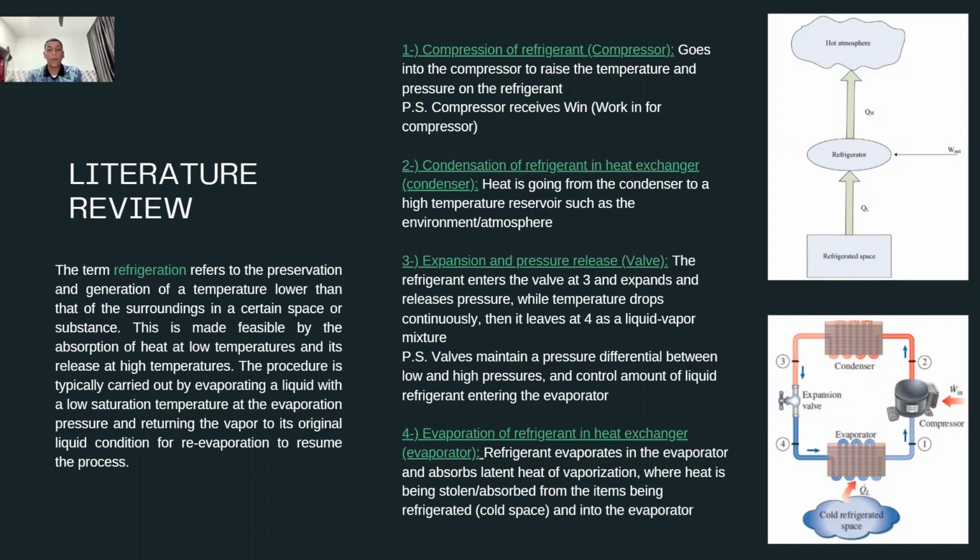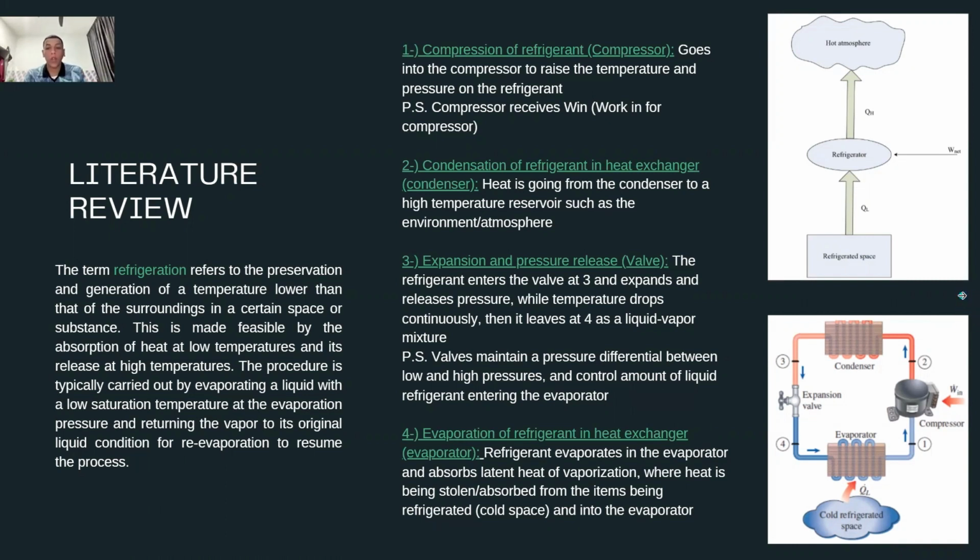The procedure is typically carried out by evaporating a liquid with a low saturation temperature at the evaporation pressure and returning the vapor to its original liquid condition for re-evaporation purposes. So as you can see in the cycle, the whole cycle consists of 4 operating steps: the refrigerant compression, condensation of vapor into liquid, liquid expansion, and in the end, the liquid refrigerant evaporation.